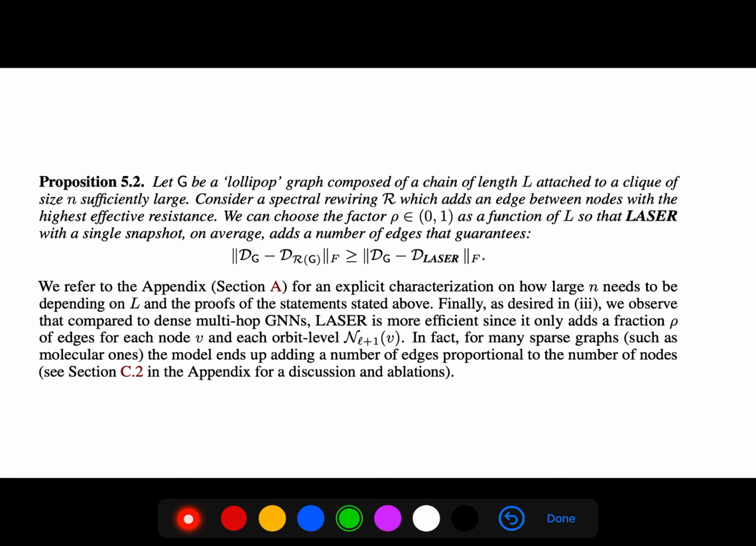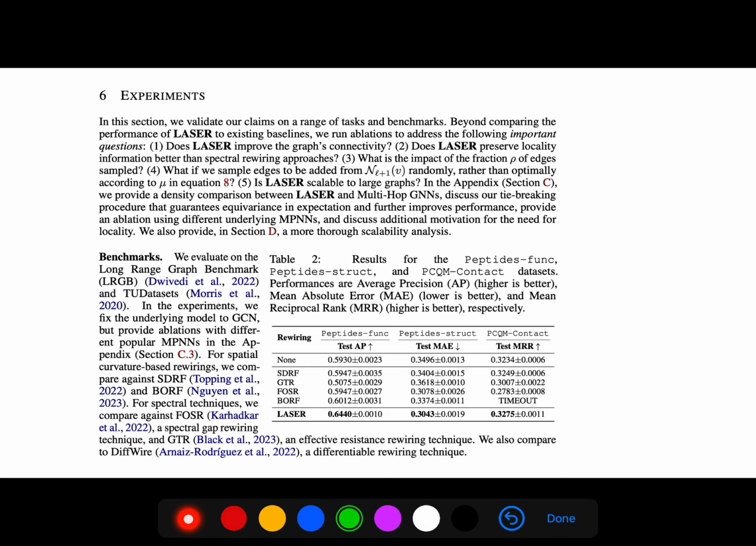But this paper is very interesting. It has good theoretical foundations, which adds an edge between nodes with the highest effective resistance. This effective resistance, like in the previous video, is very important for graph topology. And they did experiments because over-squashing happens in large graphs, for example. That's why peptides-func and peptides-struct, these two datasets you see in almost all papers that are about over-squashing.